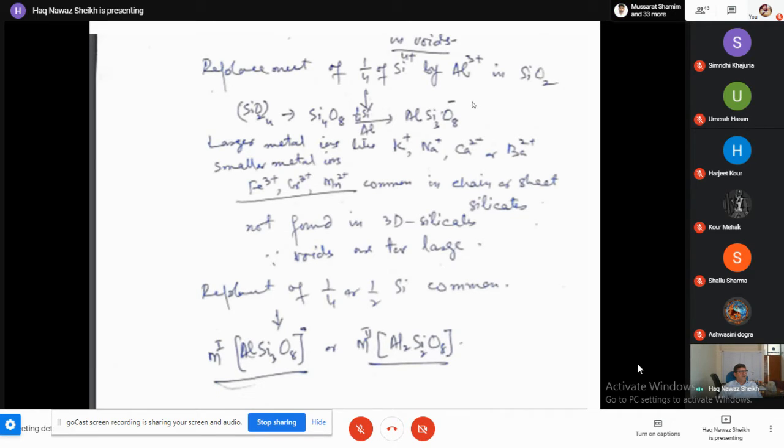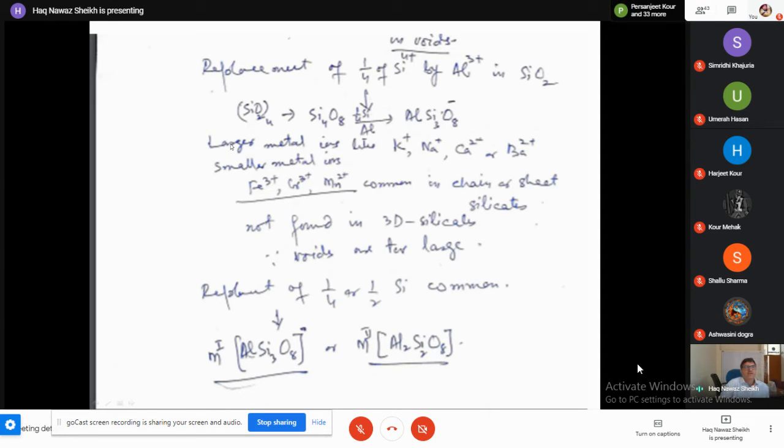Replacement of one silicon by aluminum gives one negative charge. So we have used the 4 units, 4 SiO2s. So 1/4 of the 4 Sis is one silicon. Therefore, the formula becomes like this.